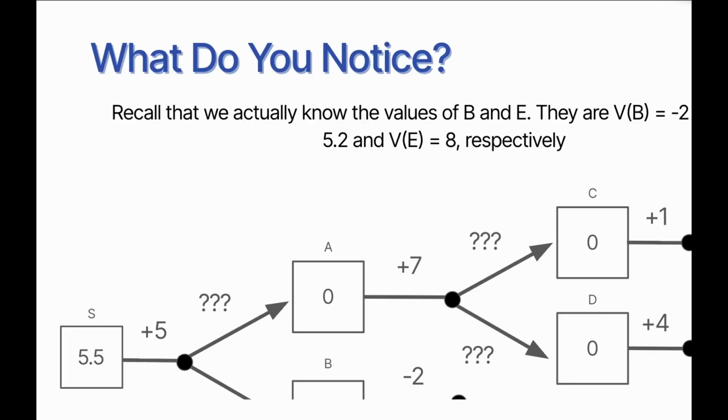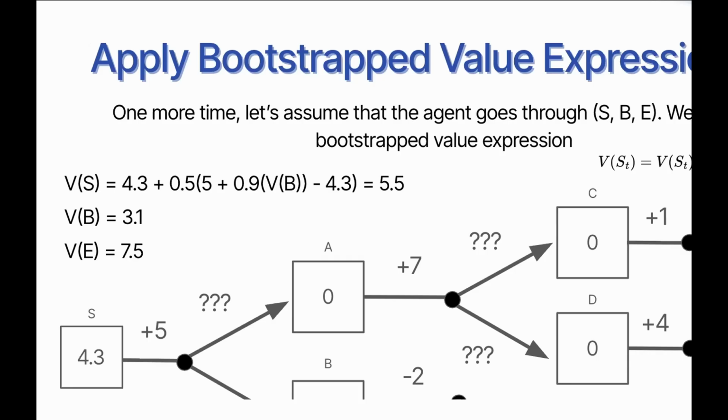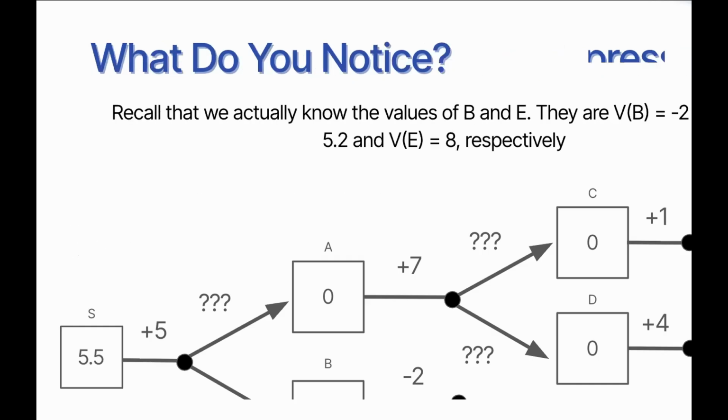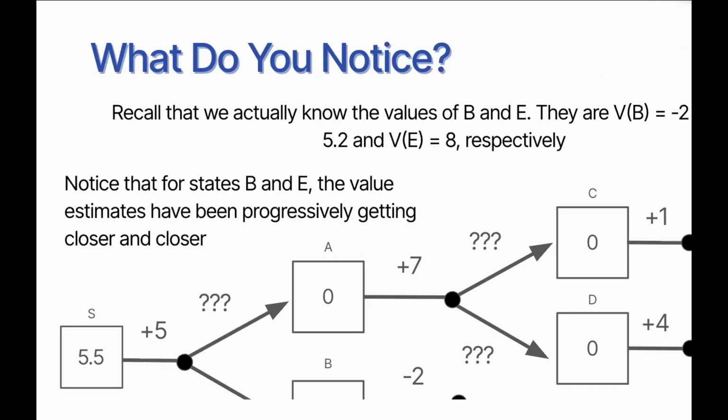Now, what do you notice about the estimates we've been making so far? Just look at these numbers. It goes from 1.9 to 3.1, and from 7 to 7.5 to 7.8. Notice that the values for B and E are getting closer to their actual values the more you try it out. Look at E. Initially the increase was very fast, from 4 to 6, but now it's slowing down: 7 to 7.5 to 7.8.